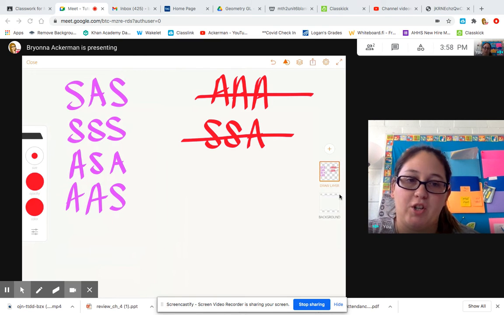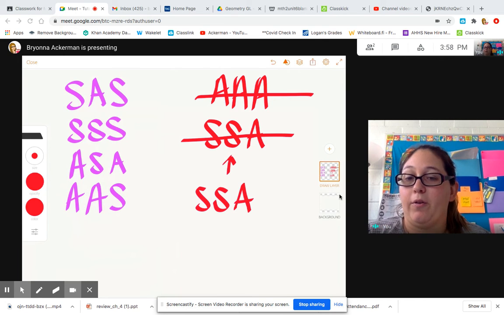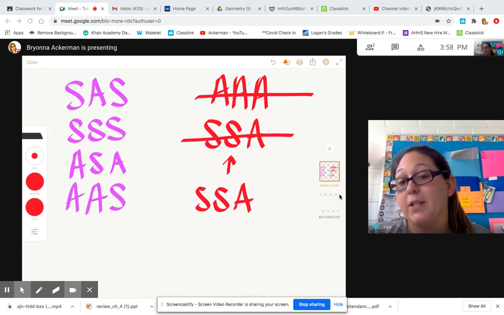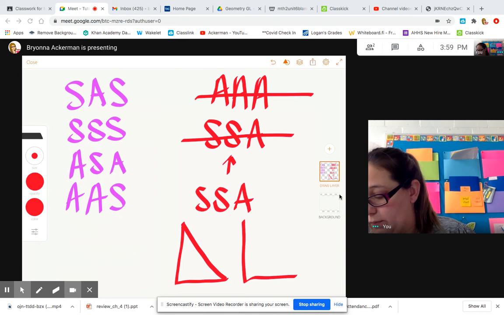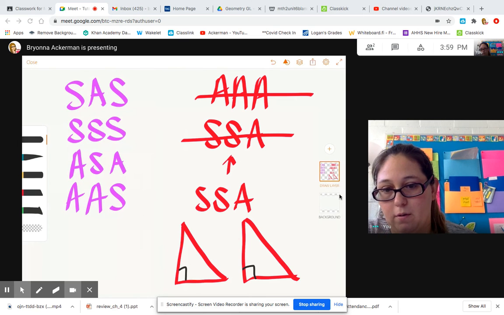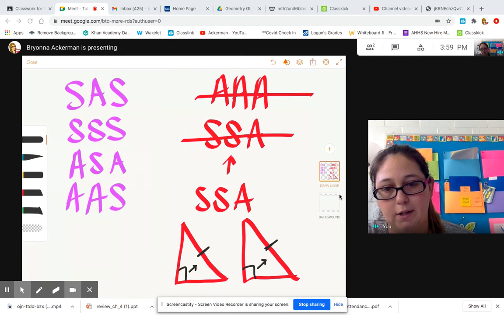Today I want to show you an exception to the rule. And so I want to show you an exception to the SSA rule. So normally side, side, angle, or angle, side, side do not work, okay? But there is an exception to the rule. And so I want to show you the exception. So the exception is if I have a right triangle. So let's say these are 90-degree angles. I have a right triangle, and their hypotenuses are congruent. So remember, the hypotenuse is the side across from the 90 degrees.